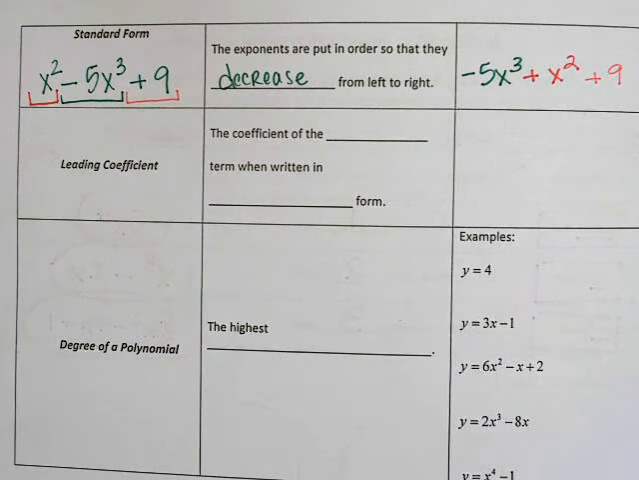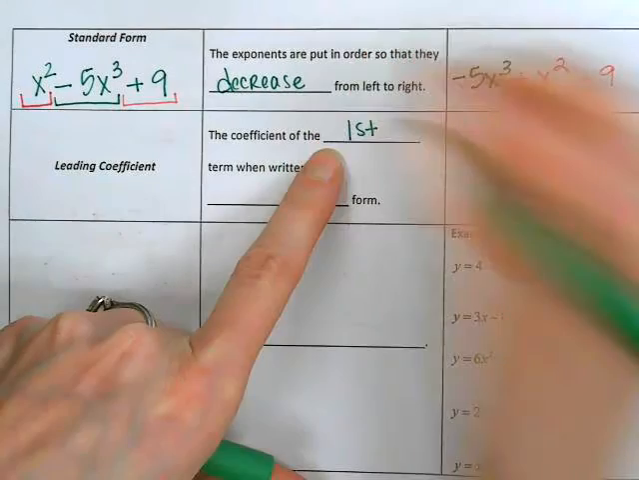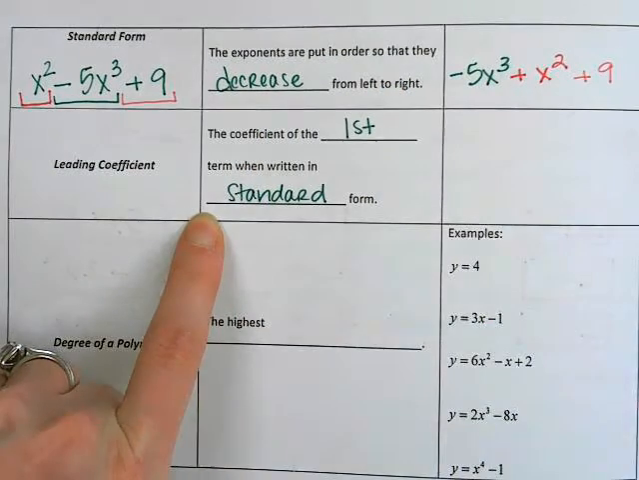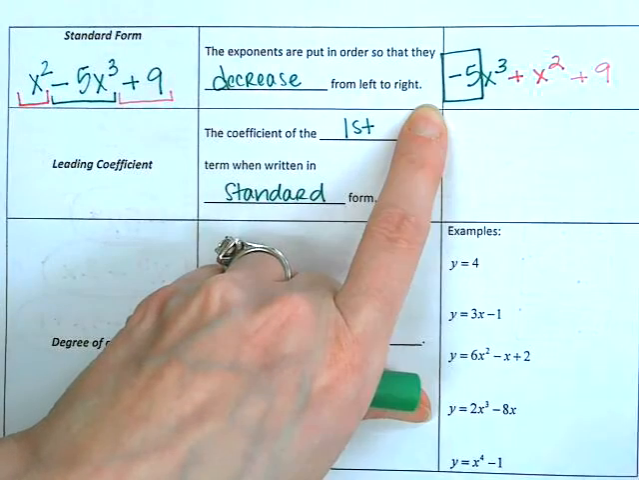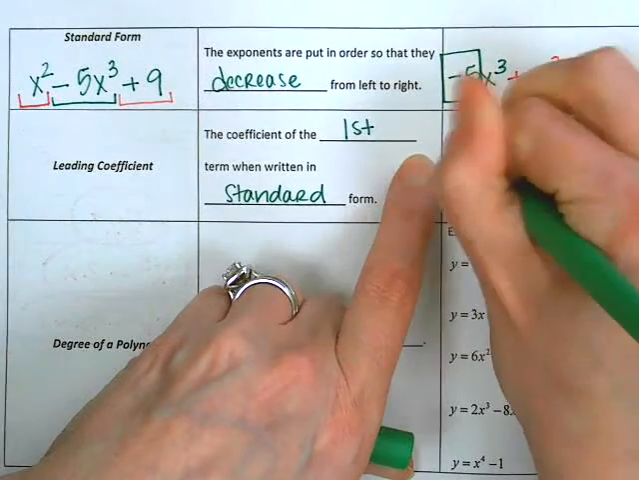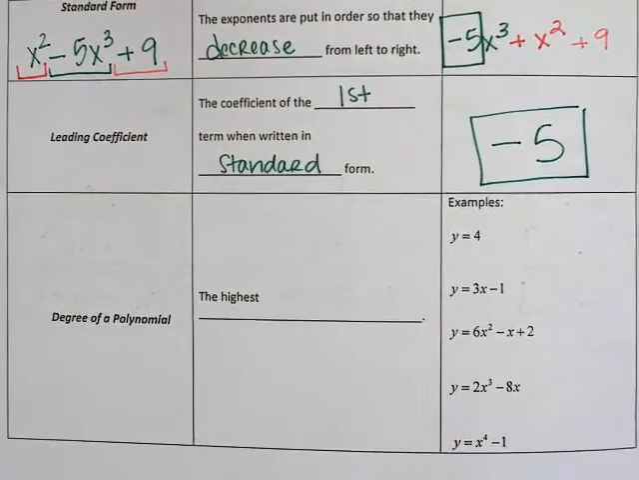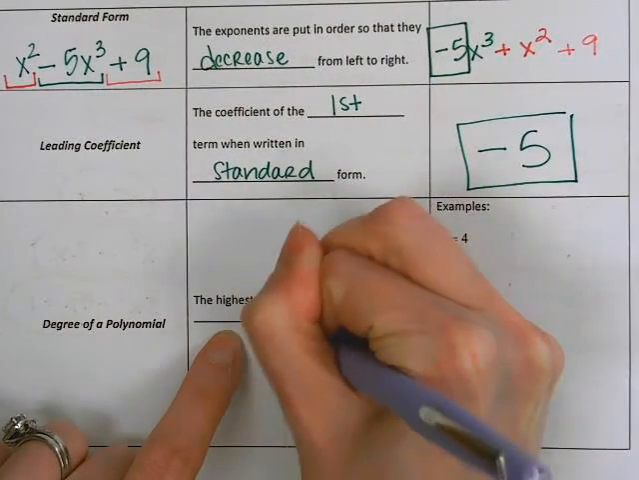All right, now once a polynomial is written in standard form, the leading coefficient is the coefficient of the first term when written in standard form. Okay, so the leading coefficient is pretty much the easiest way to think of it. It's the first number when it's written in standard form. So it would just be the -5. It's just the number in front of the first term. That's called the leading coefficient. And then the last vocab is the degree. The degree is the highest exponent.